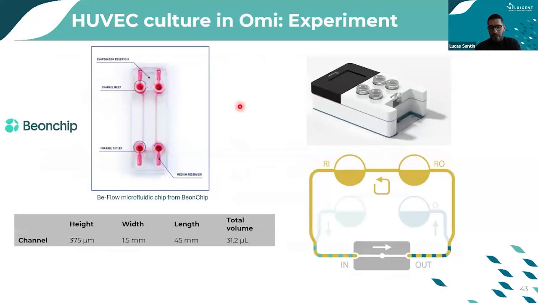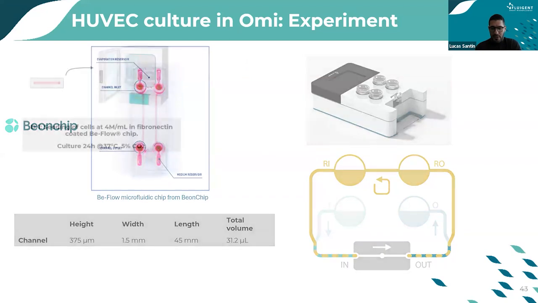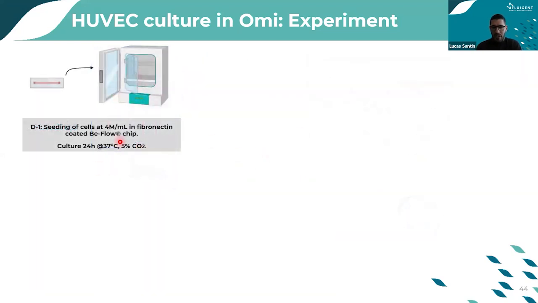If we have a look at the protocol, we can notice that the material that we need is very similar to the gut-on-chip model. This is one of the strengths of using OMI and more generally organ-on-chip experiments. The biological protocol may differ, but the fluidic protocol remains very similar.